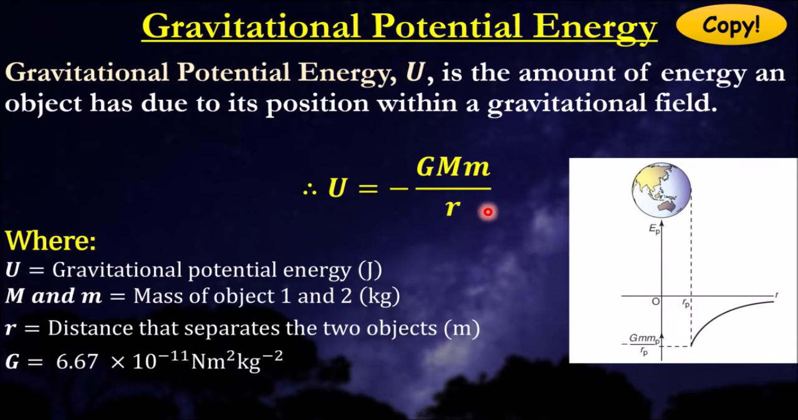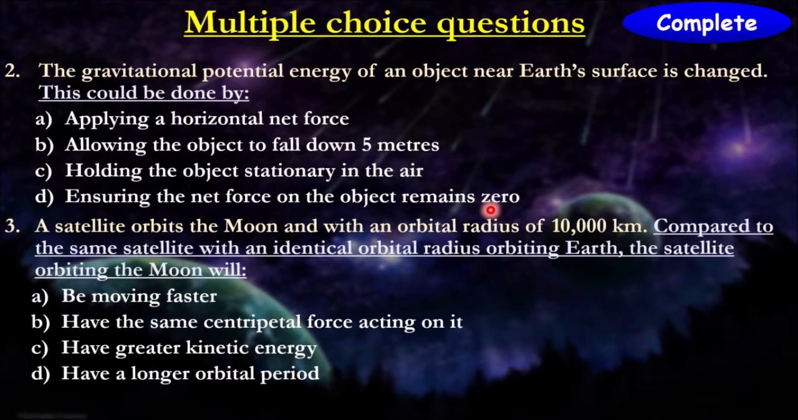Okay, so there's that. Let's look at some multiple choice questions. Question 2 says the gravitational potential energy of an object near Earth's surface is changed. How could we do this? Applying a horizontal net force, allowing the object to fall down 5 meters, holding the object stationary in the air, or ensuring the net force on the object remains zero. You can make a quick decision on that one. And we'll go to question 3 as well.